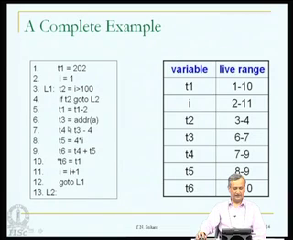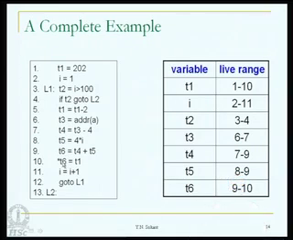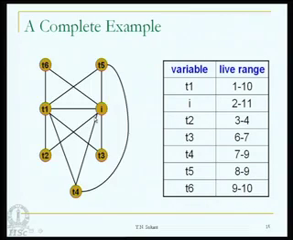T3 is 6, 7, similarly defined here and used here. T4 is 7, 9. So, T4 is defined here and used in 9. T5 is 8, 9. So, T5 is defined here and used here, and that is all. And T6 is 9, 10. So, T6 is defined here, and star T6 means you read T6 and then do indirection. So, this is really usage of T6. So, this is the live range of this particular variable T6.